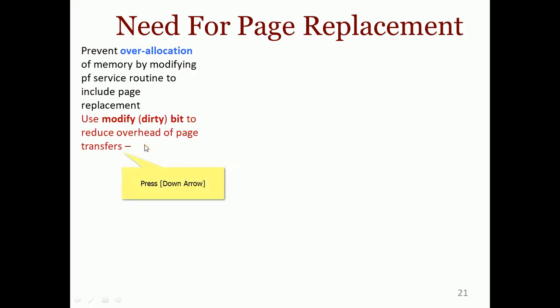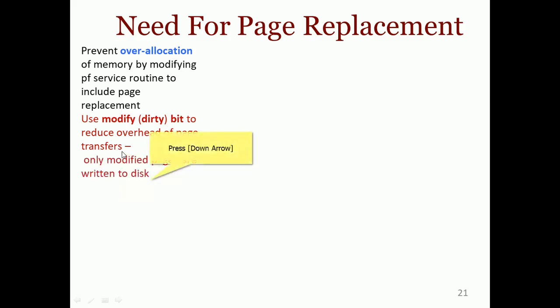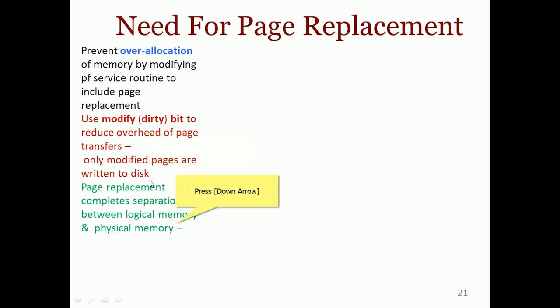So use a modified bit, that is a dirty bit, to reduce the overhead of the page transfer. Some pages are modified, so that is not the latest page, that is an old page sometimes. Such a page we can call a dirty page. Only modified pages are written to disk. So page replacement completes the separation between logical memory and physical memory.